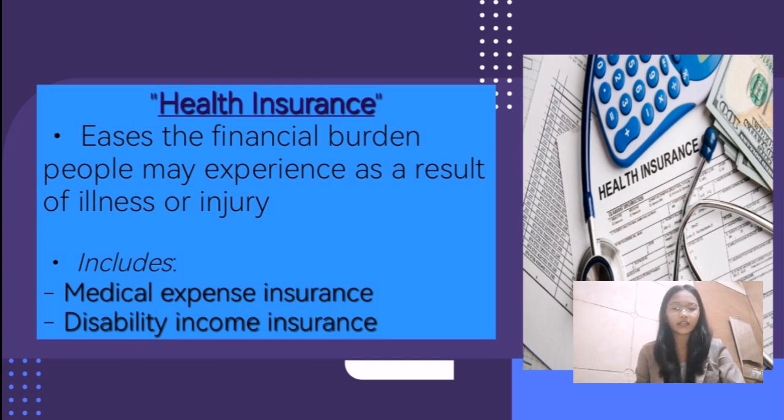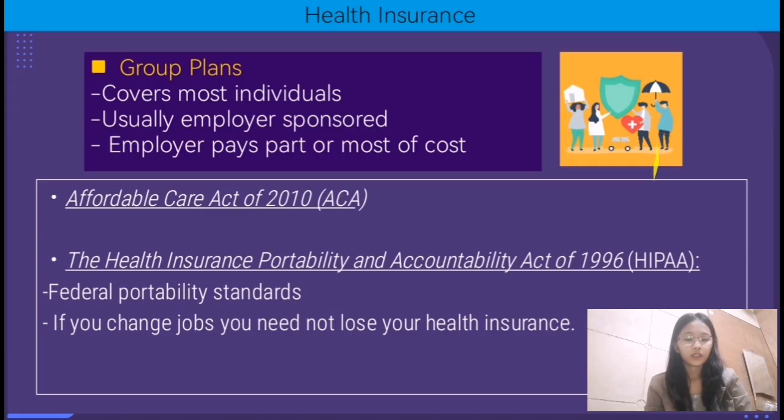So health insurance includes medical expense insurance and disability income insurance. Medical expense insurance pays only the actual medical cost, whereas disability income insurance is a payment to make up for some of the income of a person who cannot work because of injury or illness. Now, health insurance plans can be purchased in several different ways.